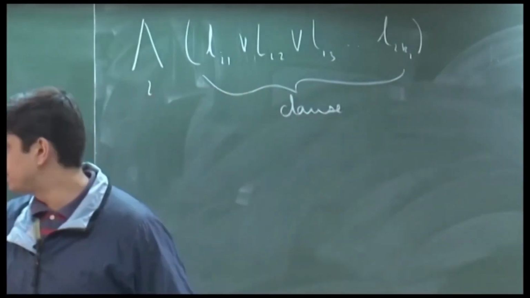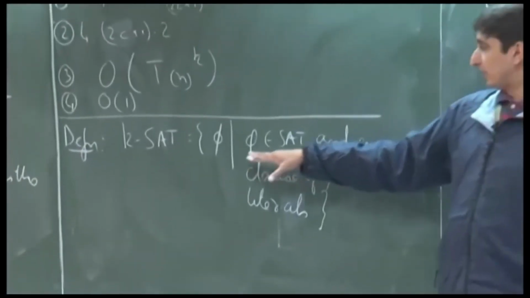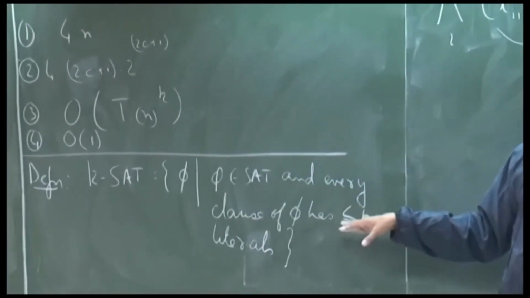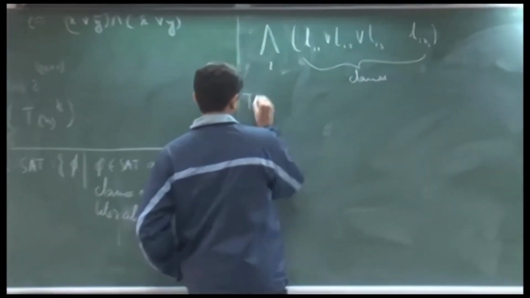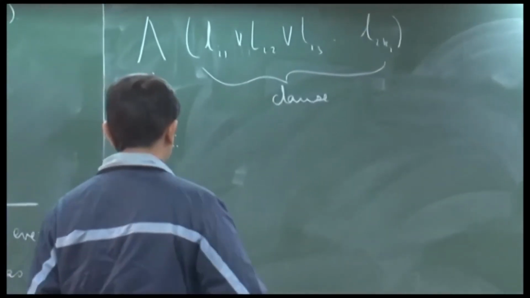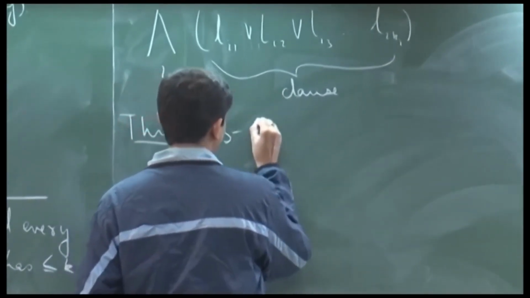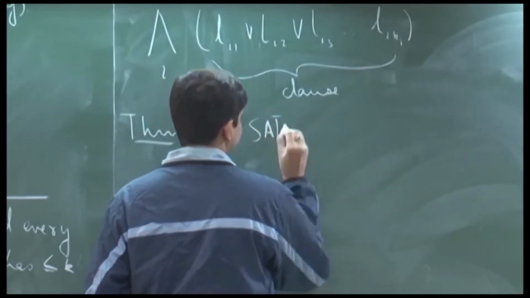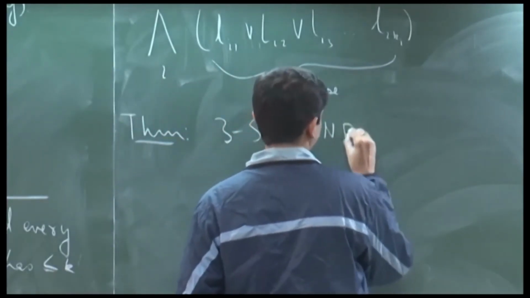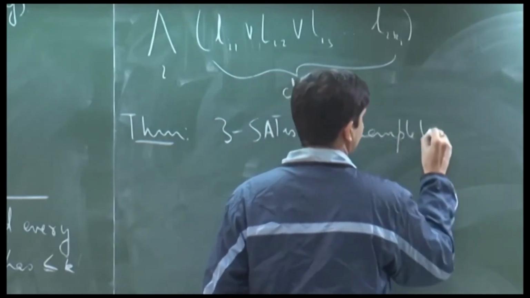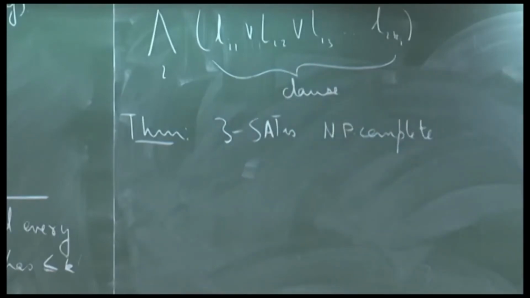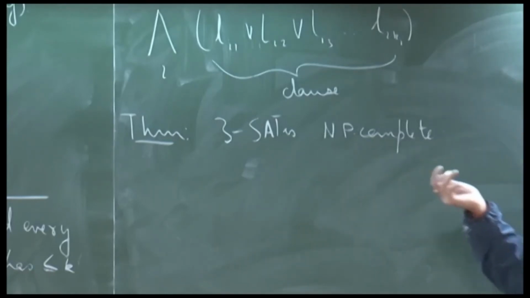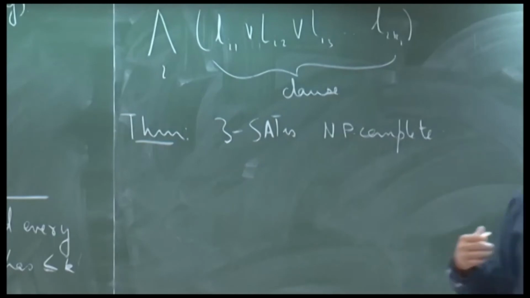Now, K sat is basically a CNF formula that is satisfiable, and every clause of that formula has at most k literals. So, as it turns out, what we can show is that 3 sat is also NP complete. In other words, we can take an arbitrary Boolean formula in CNF form, and we can reduce it to a Boolean formula that has 3 literals per clause.